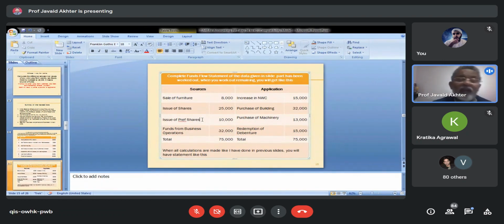Therefore, we should know what the sources and applications are, and what the quality of those sources and applications is. Are they good for the health of a company or not? Such transactions are not reflected in the balance sheet as on date.